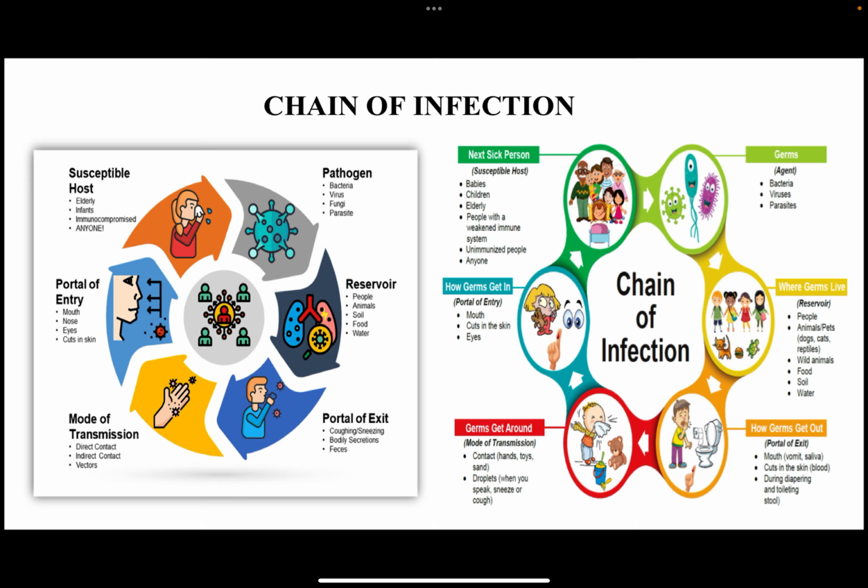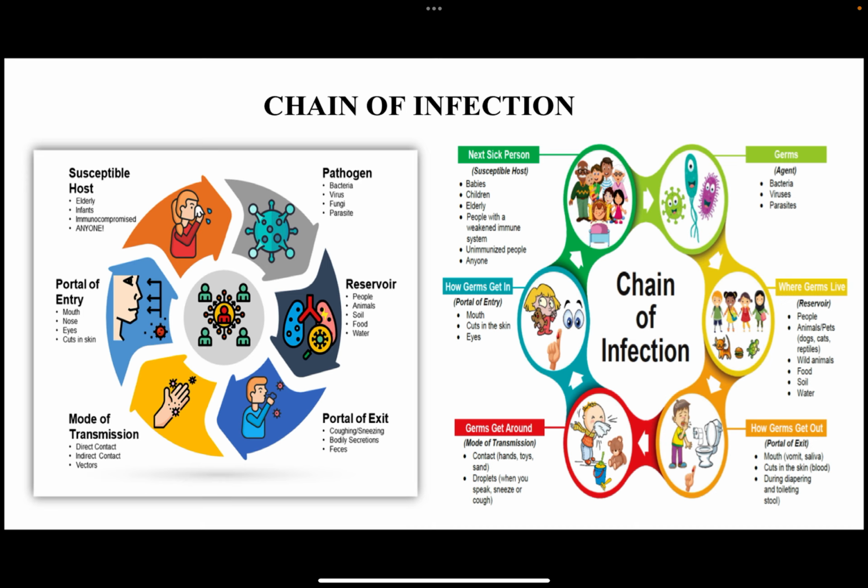Okay, we have a reservoir. Reservoir basically means someone who harbors the organism, someone within which the causative organism lives, the pathogen lives. It could be people, it could be a person, it could be an animal, it could be within the soil, it could be within food, it could be within water. Okay, all these can be reservoirs. Okay, then we have the mode of transmission. Some conditions can be as a result of direct contact. Some can be as a result of indirect contact. Some can be as a result of vectors. Some conditions are transmitted by vectors.